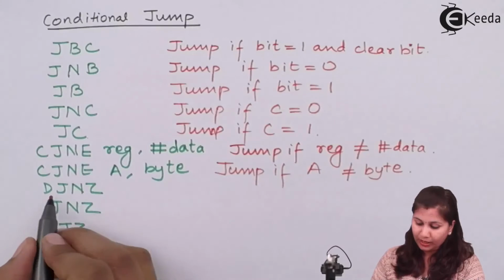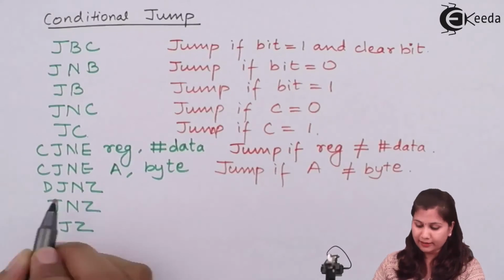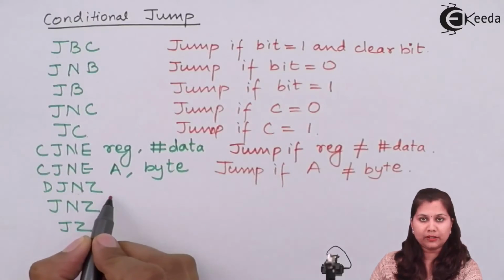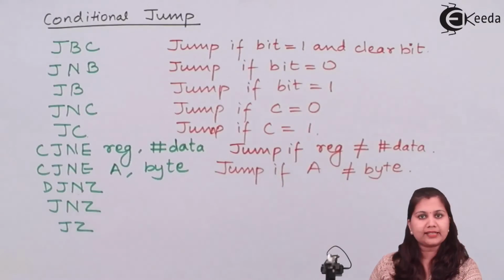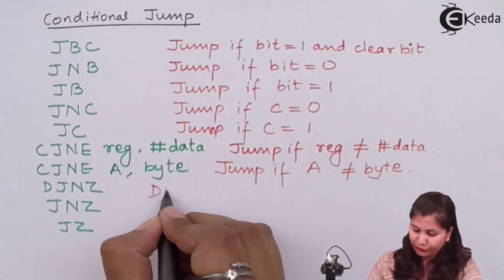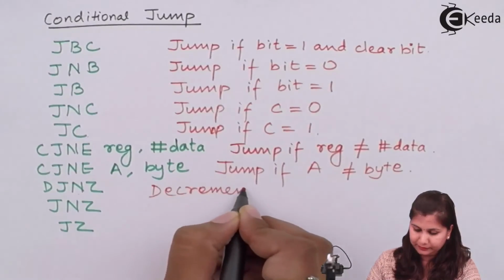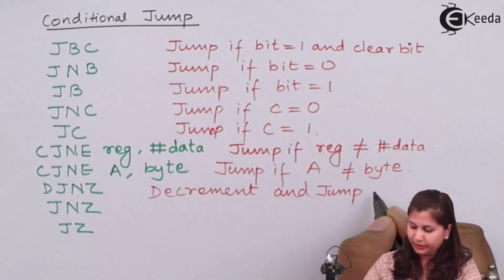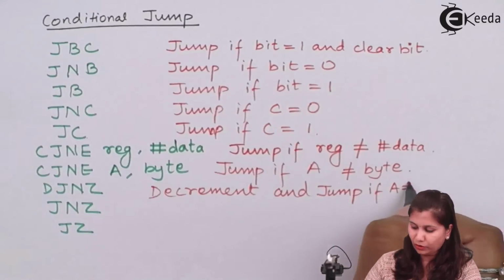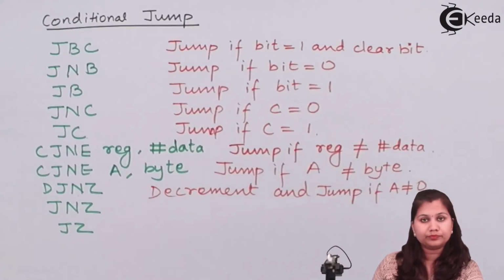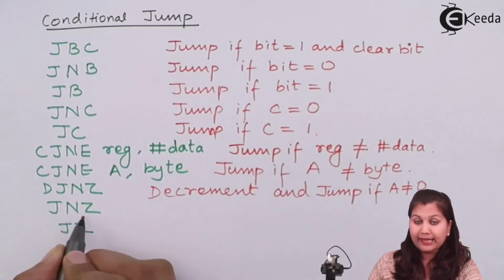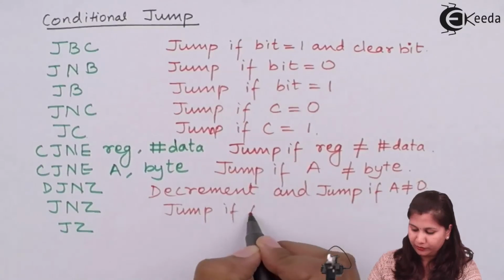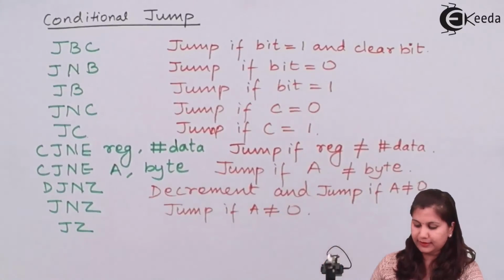Okay. Then we have DJNZ, means decrement and jump if it is not equal to 0. What is the operand in this case? Accumulator. So it is going to first decrement and then jump if accumulator is not equal to 0. Here JNZ, that is jump if accumulator is not equal to 0.